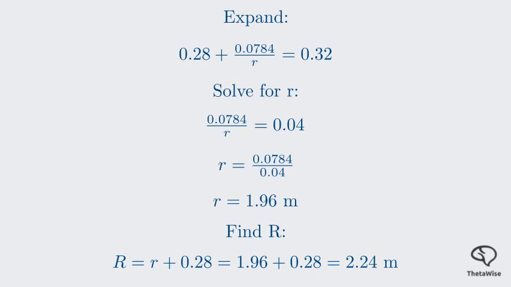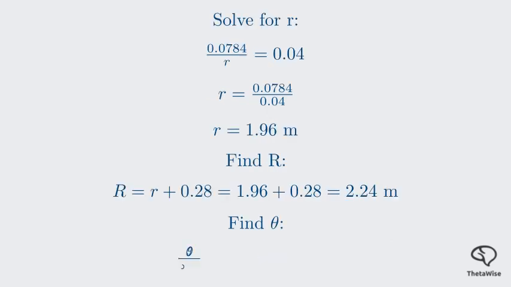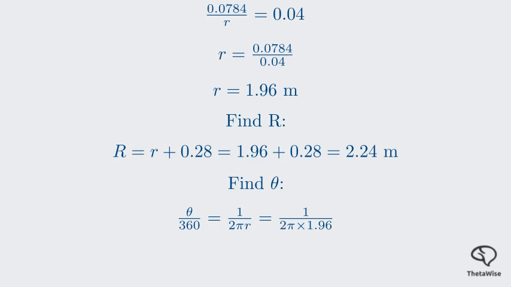Finally, we can find the angle theta using equation 1. Plugging our value for r into the equation for theta over 360, we get 1 over 2 pi times 1.96, which is 1 over 3.92 pi. Multiplying by 360 gives theta equals 360 divided by 3.92 pi, which is approximately 29.28 degrees. This is the angle of our sector.